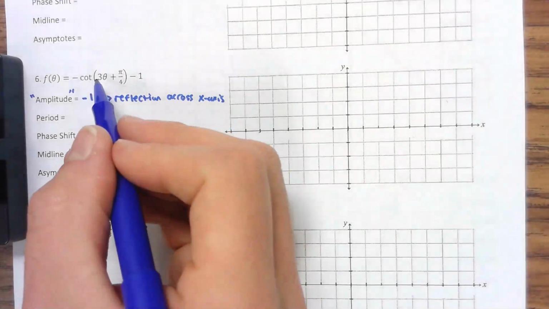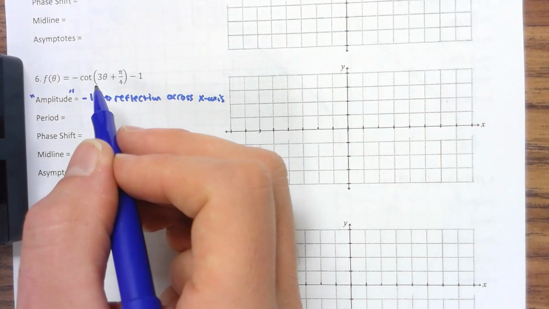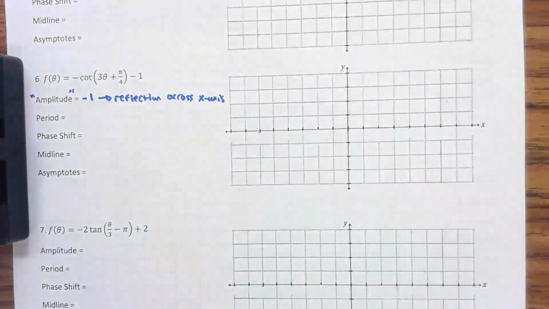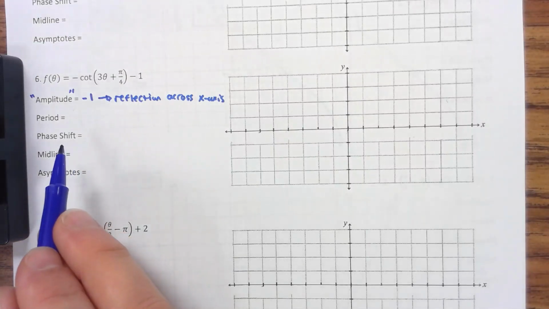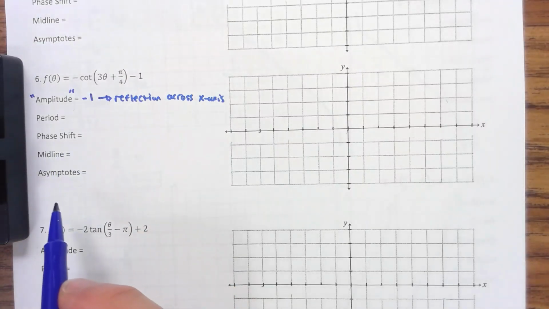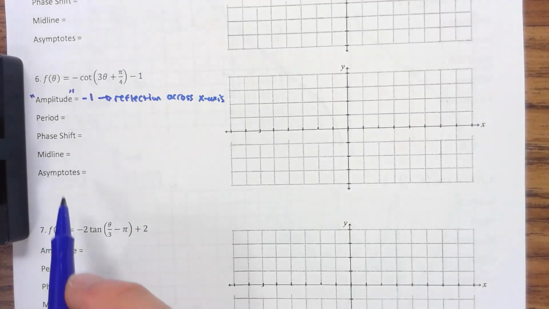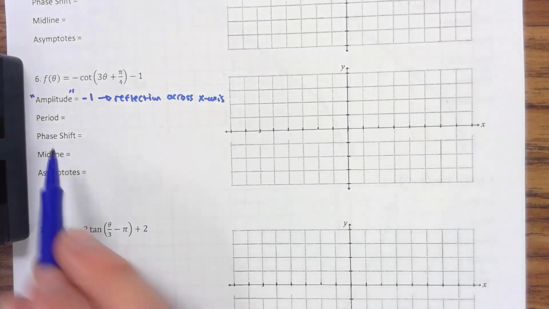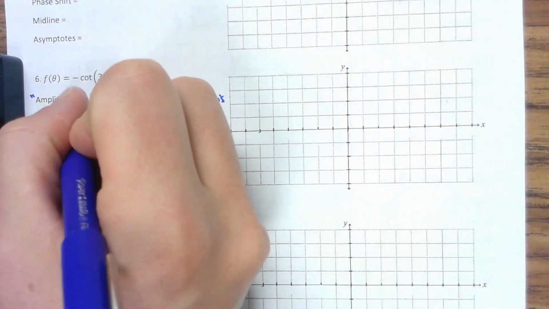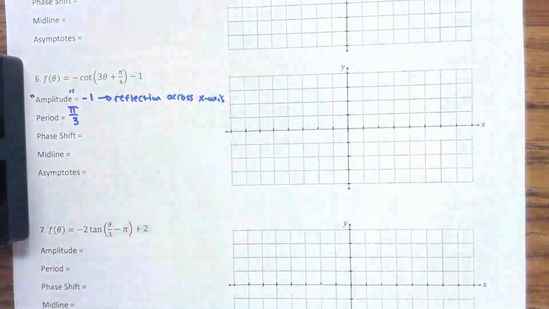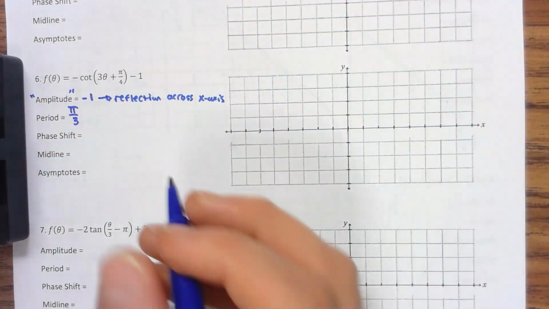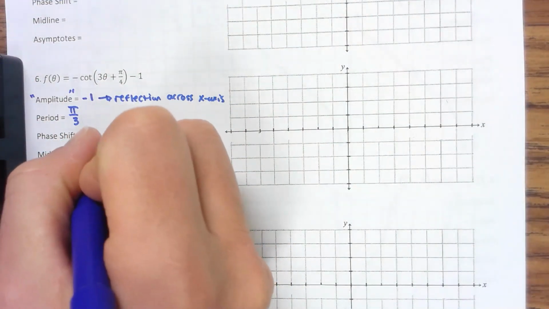The period, we don't even need to factor out the 3 from this. If you want to, by all means, do it. Okay, but we don't need to do that because we're not, well, I guess we do to identify the phase shift. But for how we're going to graph it, we don't need to worry about that. Okay, so let's come back to the phase shift here in a second. The period is pi divided by b, so pi divided by 3. The midline is y equals -1.